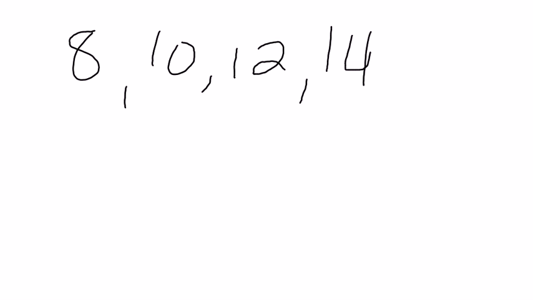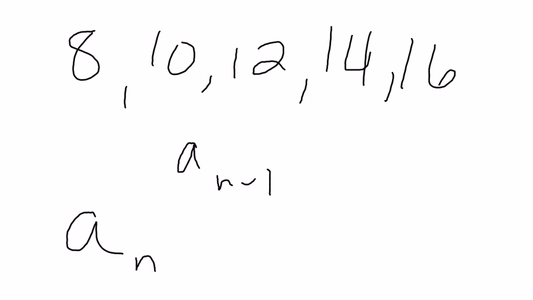Number 6, write a recursive formula of the sequence 8, 10, 12, 14, 16. Then find the next term. Okay, so remember, recursive means it has to do with the prior term, so it must have a n minus 1 in there somewhere. That means a n is the term you want, a n minus 1 is the term previous to that term. Now, what's our common difference here? It's 2, right? 2, 2, so it's the arithmetic sequence.